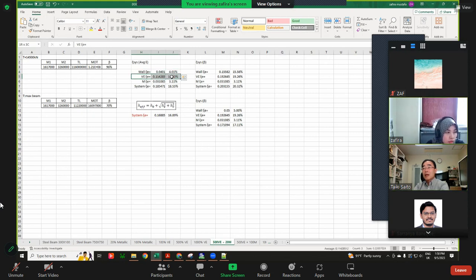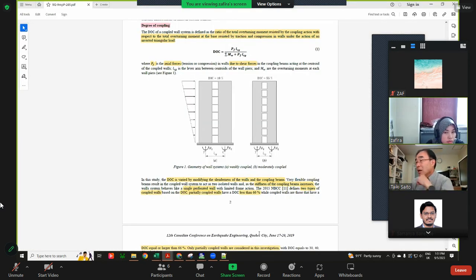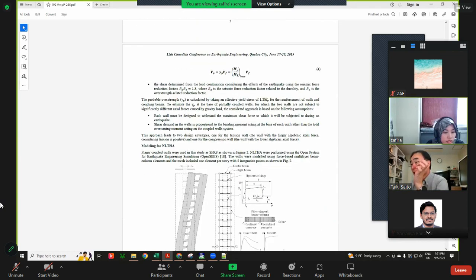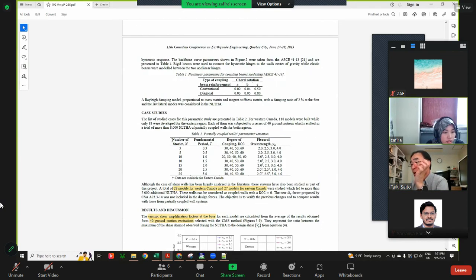For this one, the equivalent damping of viscoelastic is based on manual calculation. This is not based on the Stera 3D pushover. So the paper you found, they compare different degrees of coupling, different number of stories, the period of the building, degree of coupling, and flexural restraint. And how they decide the optimum degree of coupling.